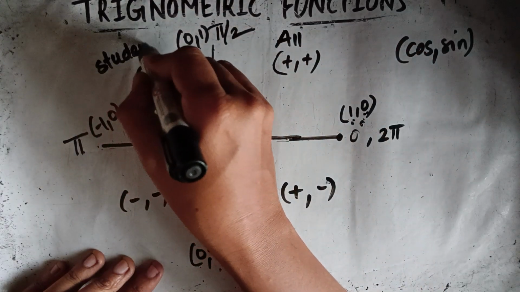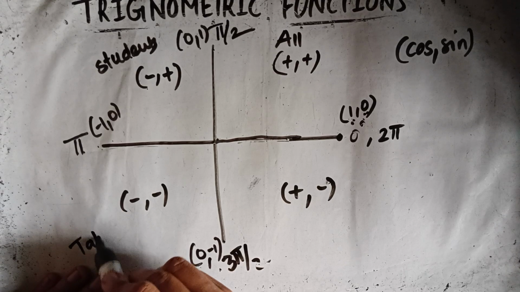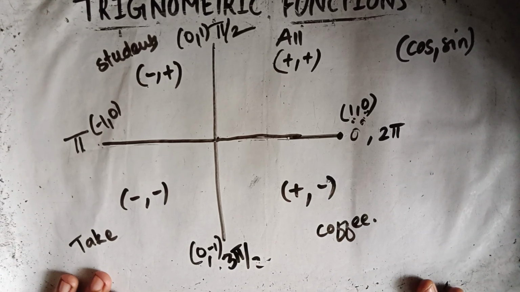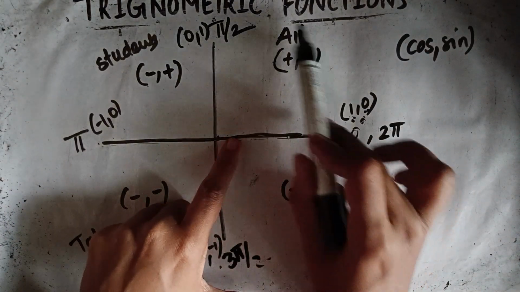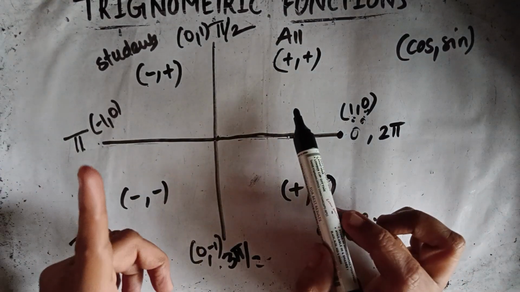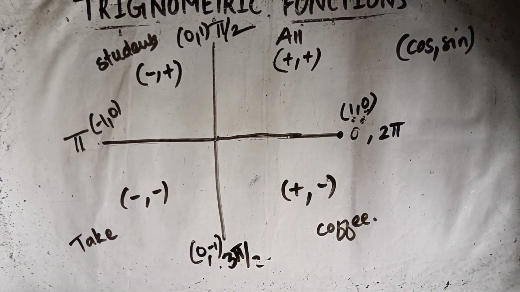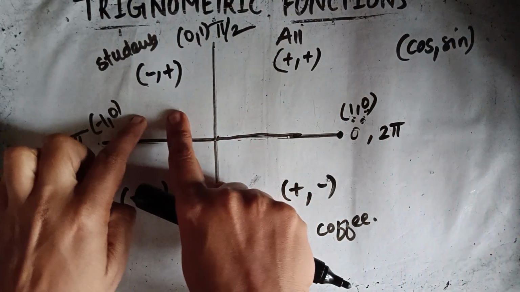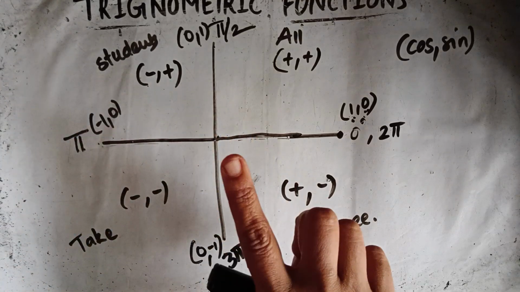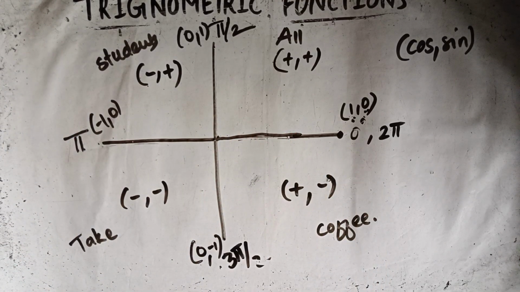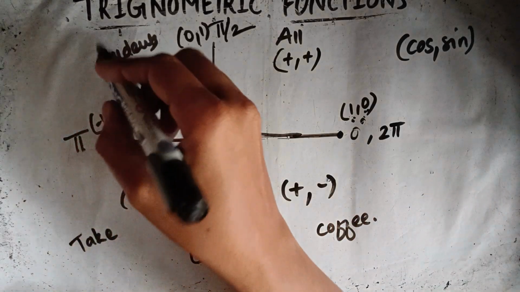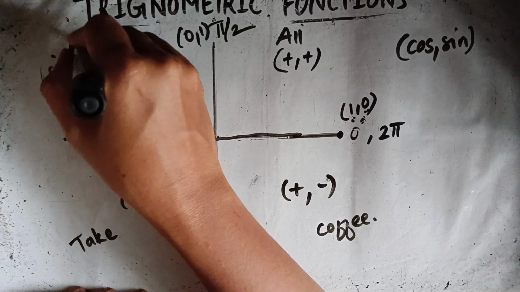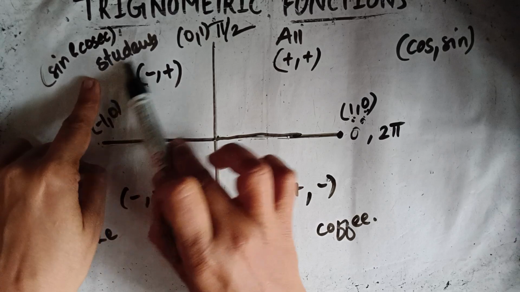All students take coffee. Okay. So that is here all are positive. That is in the first quadrant, sine, cos, tan, cosec, sec and cot all are positive here. Okay. Here only sine and cosec are positive and rest all are negative. Okay. So you can write here only sine and cosec. That's why I've given this name as students.